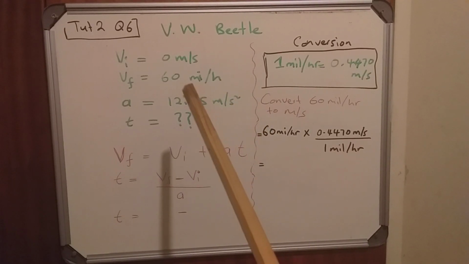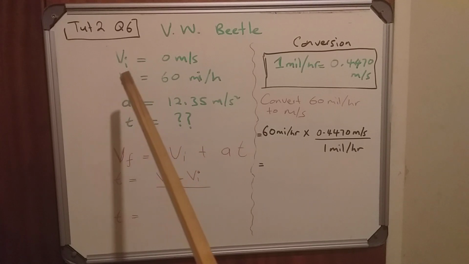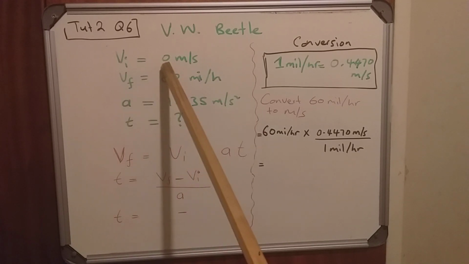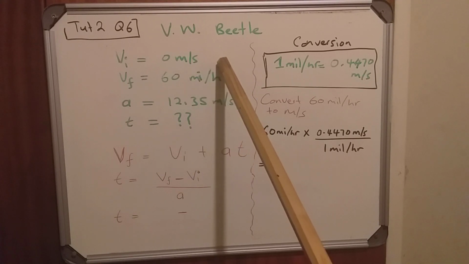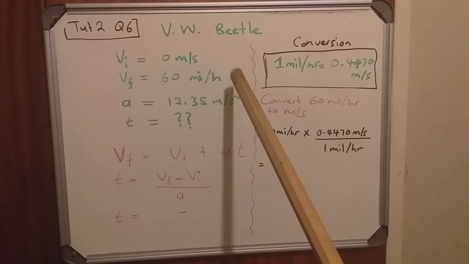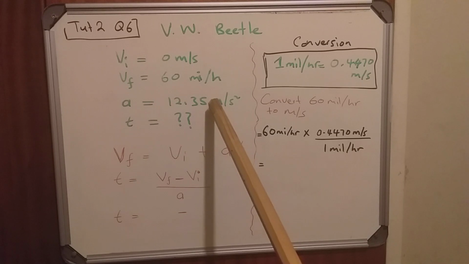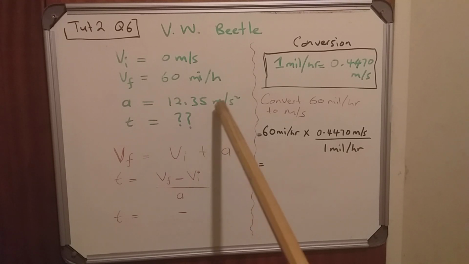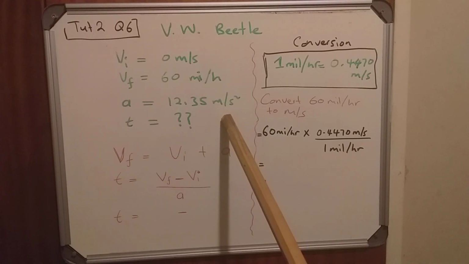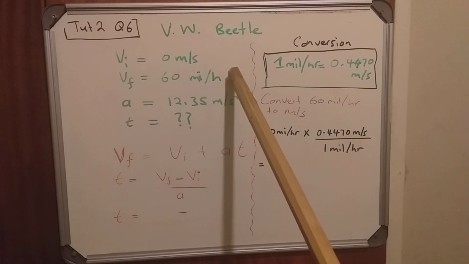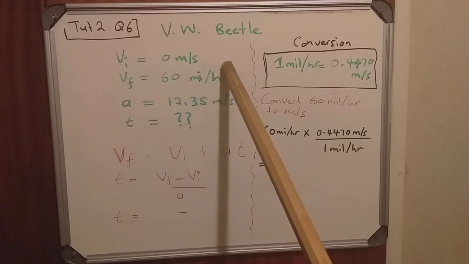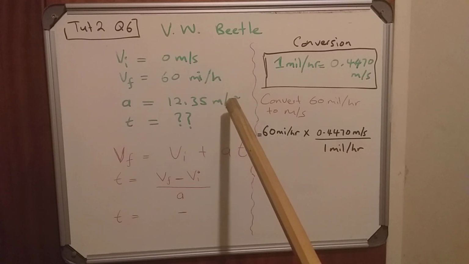So we are given the initial velocity of the beetle. That is the initial velocity. We have been told that it's 0 meters per second and it accelerates at 12,325 meters per second, and the speed is 60 miles per hour. So it just accelerates from 0 meters per second up to 12,235 meters per second squared.